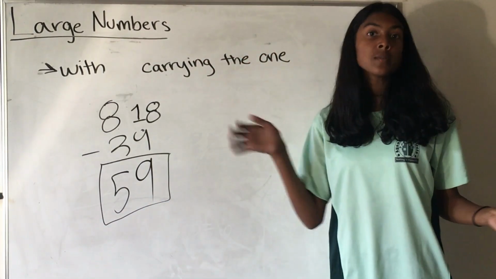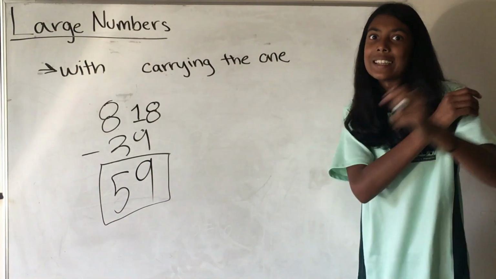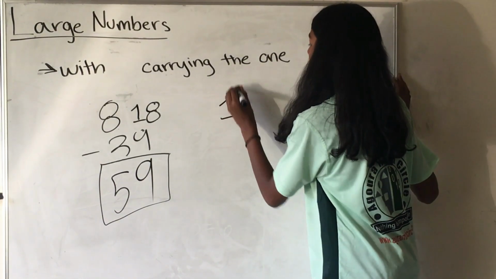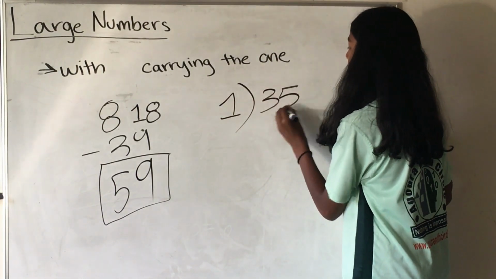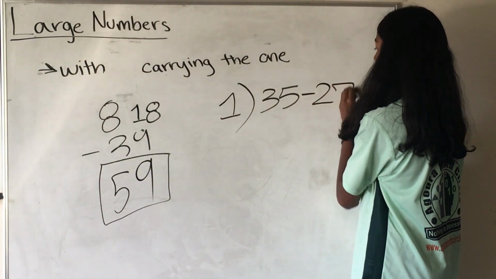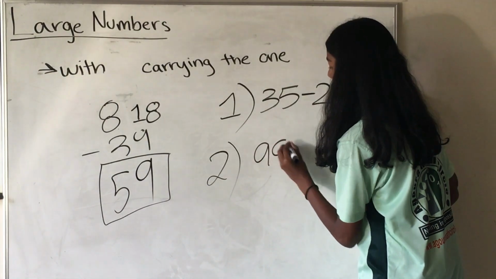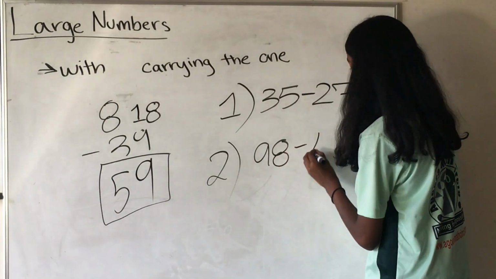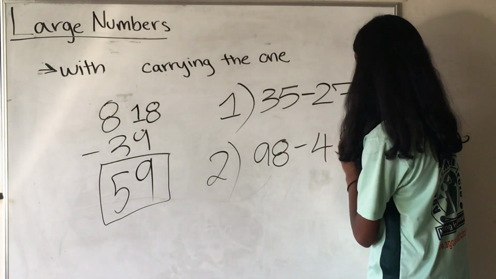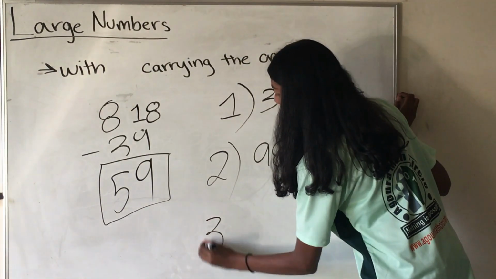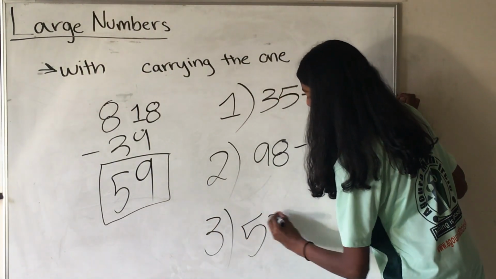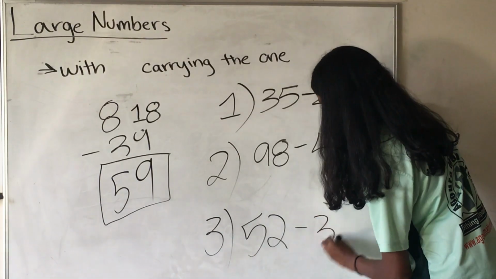So I'm going to give you some example problems so you guys can practice. So we first have 35 minus 27, 98 minus 49, and then our last one should be 52 minus 35.